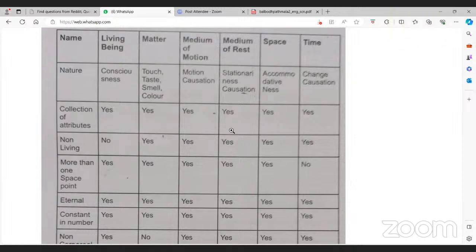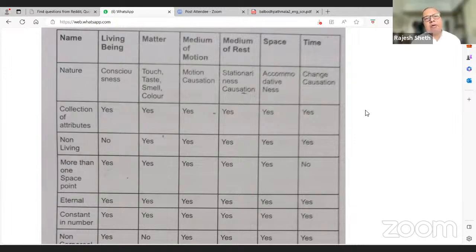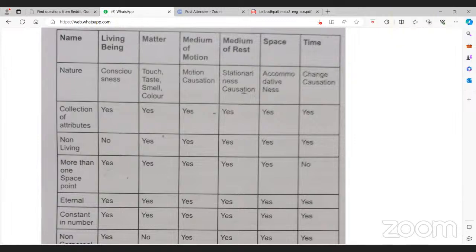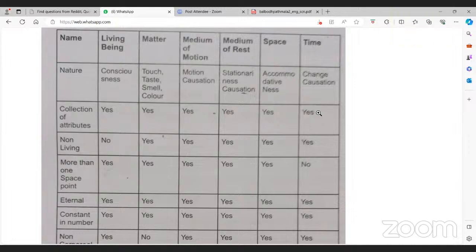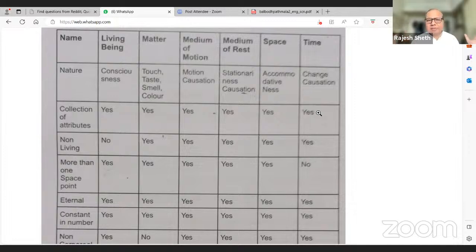But in a single unit of time, everything is accommodated in that single unit of time, right? See, accommodativeness is the quality of space. So space is giving accommodation, and in each space point, there is one unit of time. So the whole universe has got infinite space points and infinite time. In each space point there is one time substance. So there are infinite time substances.